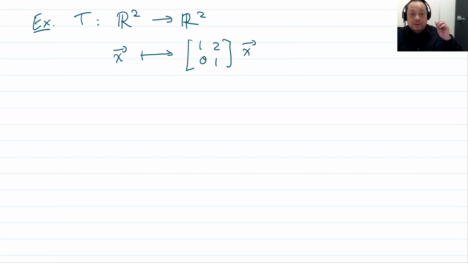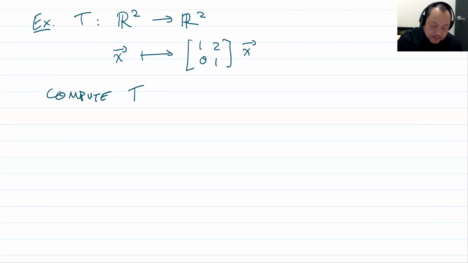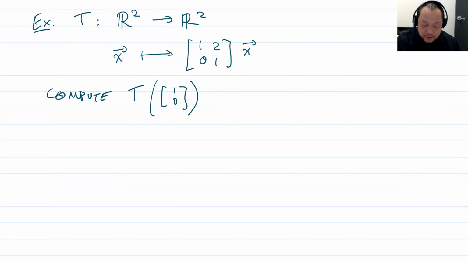Let's take this example. T is a transformation from R2 to R2, where you take any vector in R2 and multiply it by that matrix. And as we know, a matrix multiplication is a linear transformation. I'm going to compute T of the first unit vector, the unit vector along the x-axis. That will be 1, 0. And then I'm going to compute the T transformation of the unit vector along the y-axis. That's 0, 1.